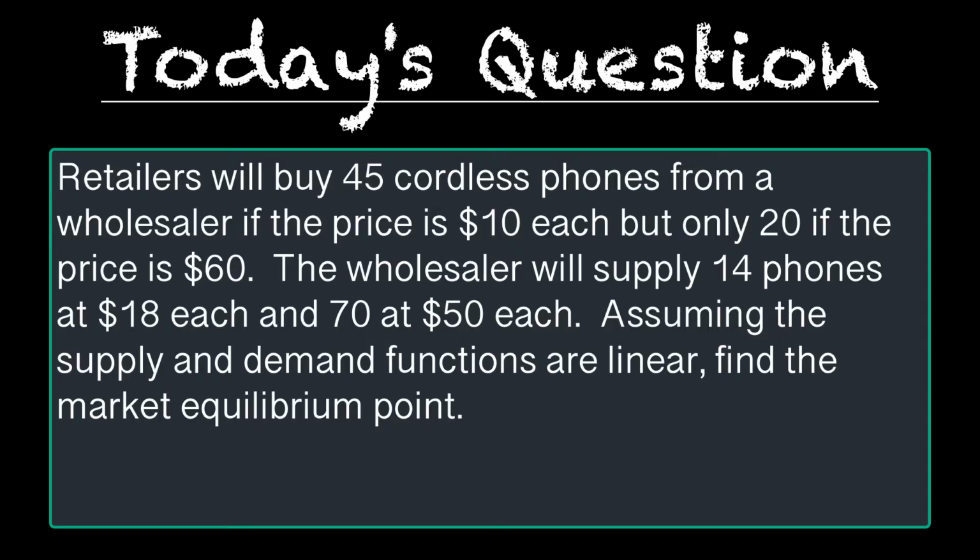The question we're working on today is: retailers will buy 45 cordless phones from a wholesaler if the price is $10 each, but only 20 if the price is $60. The wholesaler will supply 14 phones at $18 each and 70 at $50 each. Assuming the supply and demand functions are linear, find the market equilibrium point.